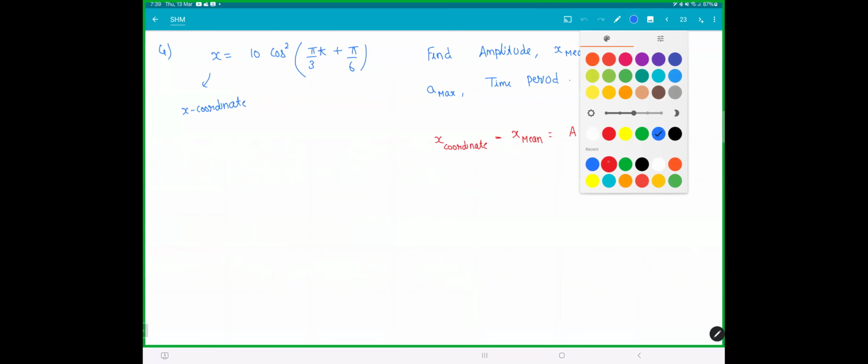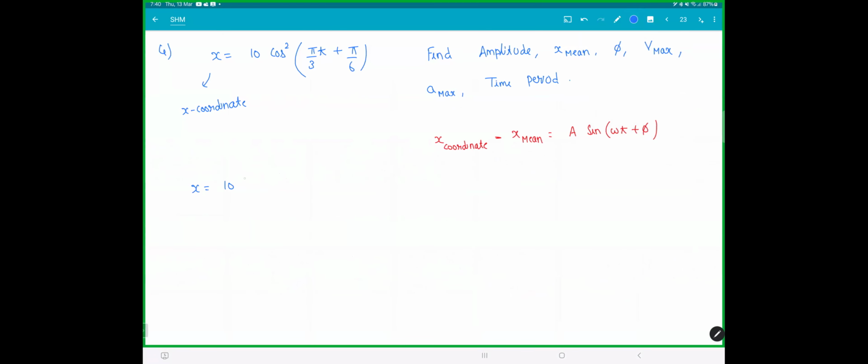So let's convert this. So this guy will be x is equal to 10 (1 plus cos 2 theta) by 2. So in place of theta you have pi by 3 t plus pi by 6, divided by 2. So that will cancel out. So you end up with x is equal to 5 plus 5 cos. Now cos can be written as sine. You can write it as sine (90 plus theta), or 90 minus theta. Don't write minus, because omega will become negative. So sine 90 plus 2 pi by 3 t plus 2 pi by 6.